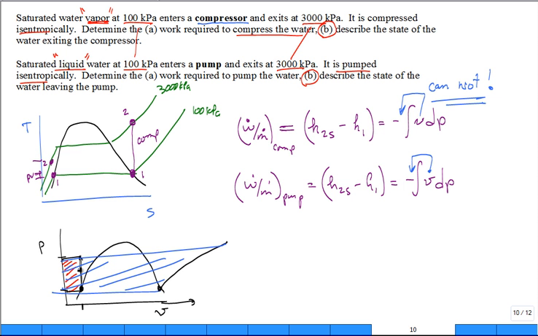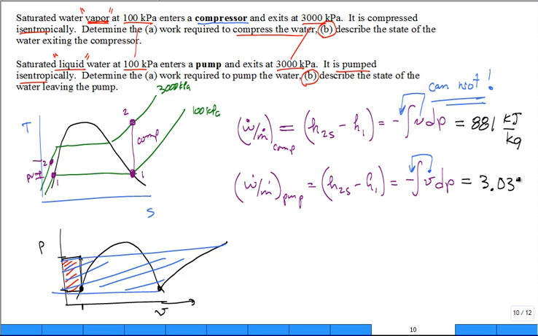But when you do the math on this one, what you find is that for the compressor, it takes a lot of energy. It takes 881 kilojoules per kilogram. For every kilogram of water, I have to put in 881 kilojoules of energy to boost its pressure from 100 to 3,000 kPa. That's the minimum work. Everything's perfect, a perfect compressor. Now, what about for the pump?